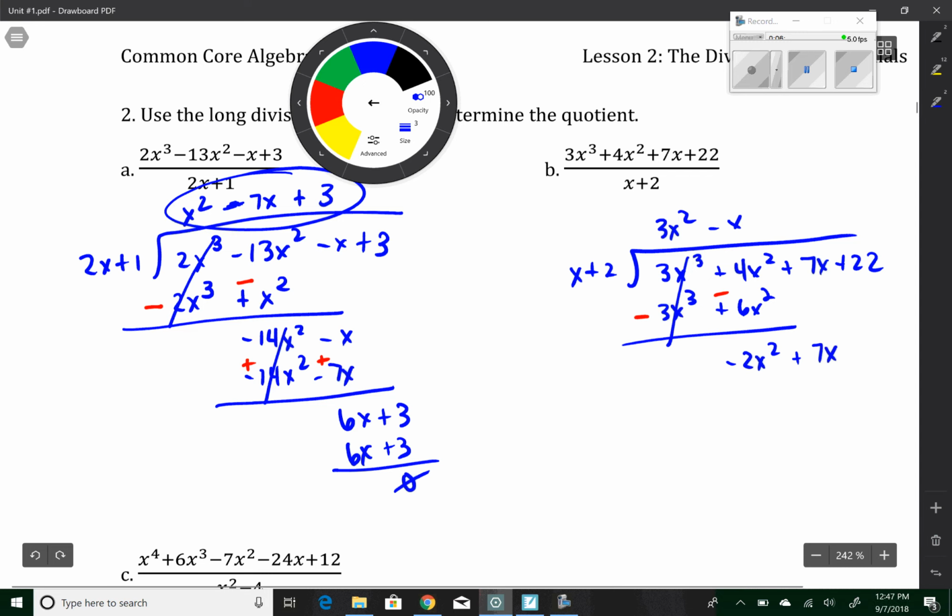Minus x, 2x. That'll give us negative 2x squared minus 4x. Remember, these are subtractions, so they change the sign. These cancel. This gives me an 11. 22 comes down, plus 11 will give us the same thing twice. So there's your answer.